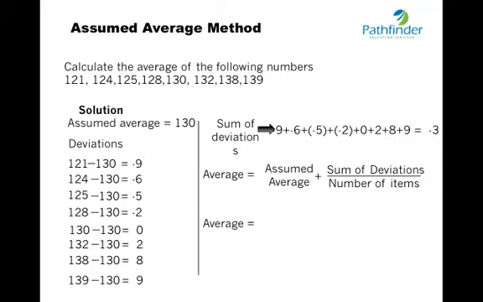So what is our assumed average? Assumed average is 130 plus the sum of deviations minus 3 divided by 8. If you add this, you will get 129.625 as our average. So you saw we need not add up the large numbers 121, 124, 125. We easily calculated by the sum of deviations which are relatively small numbers. So this is the advantage of the assumed average method. So when we have to calculate, the sum is of relatively small numbers.